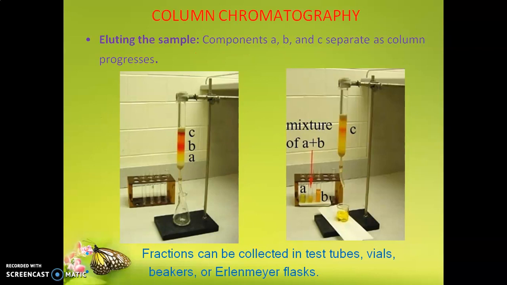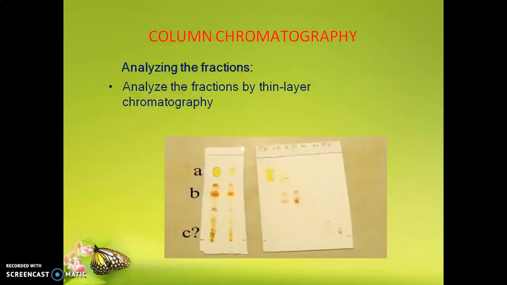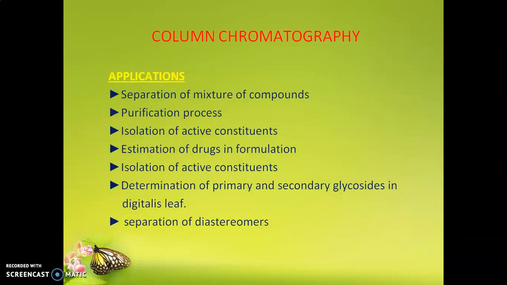Then elution of the sample. Here in the picture we are seeing A, B and C. These are the three components. One by one, according to their color and color intensity, we are separating the fractions. So elution of the sample is possible in that way. Then analysis of the sample. Whatever pure component we have collected, we can analyze whether it is a mixture or it is pure. We can check it by applying it on a TLC plate.